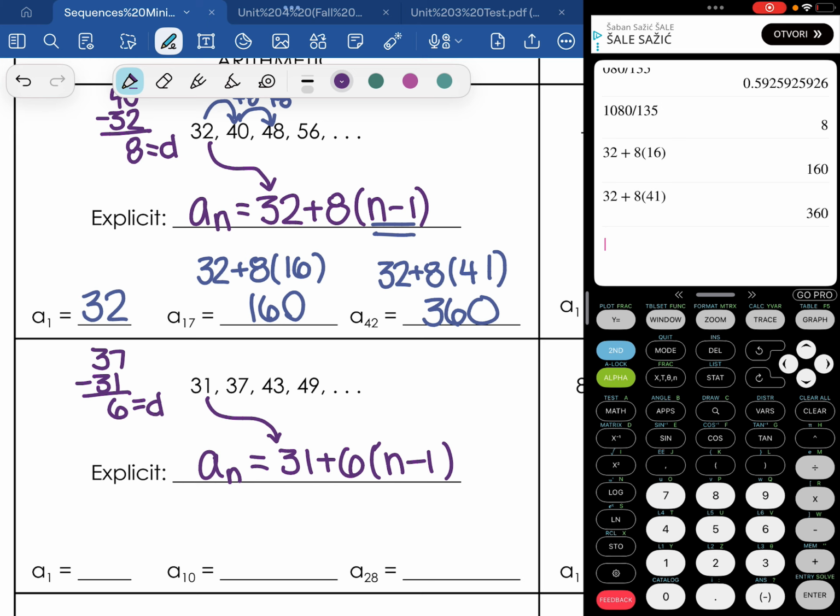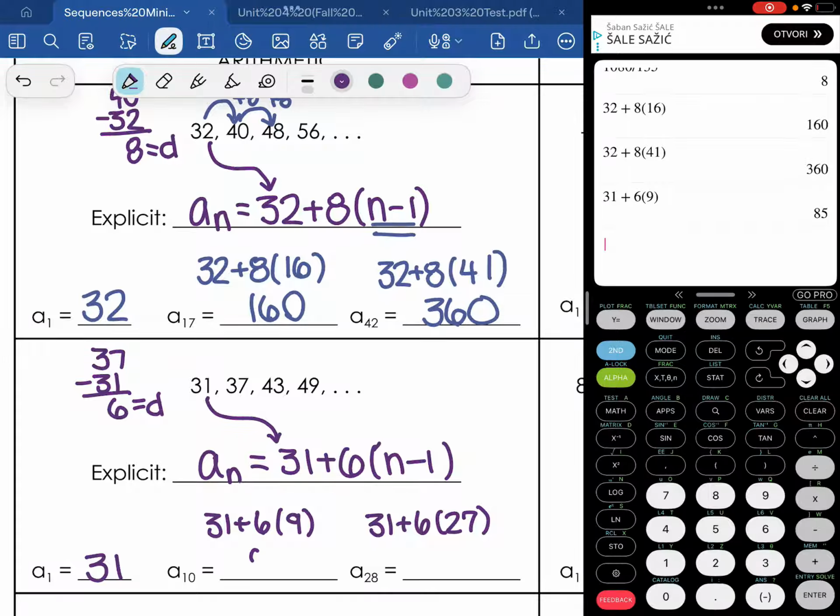And if you wanted to find A10, you would do 31 plus 6 times 9. If you wanted the 28th term, you would do 31 plus 6 times 27. Remember, n minus 1 means you take the term and you subtract 1. Let's see, 31 plus 6 times 9 is 85. 31 plus 6 times 27 is 193.